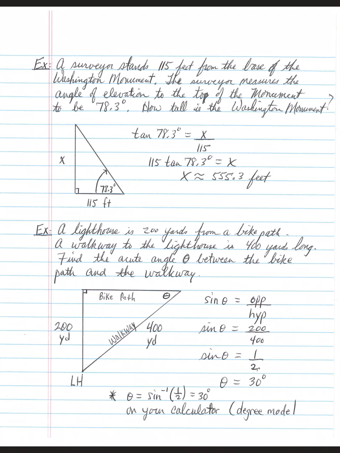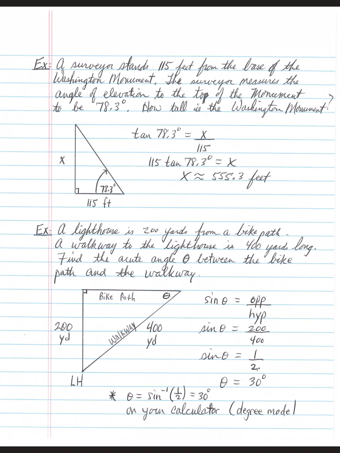In your calculator, make sure that you are in degree mode instead of radian mode. It's very important, otherwise it won't calculate it correctly. Once you know you're in degree mode, 115 tangent 78.3 degrees is approximately 555.3 feet. And that's the approximate height of the Washington Monument, according to this description.